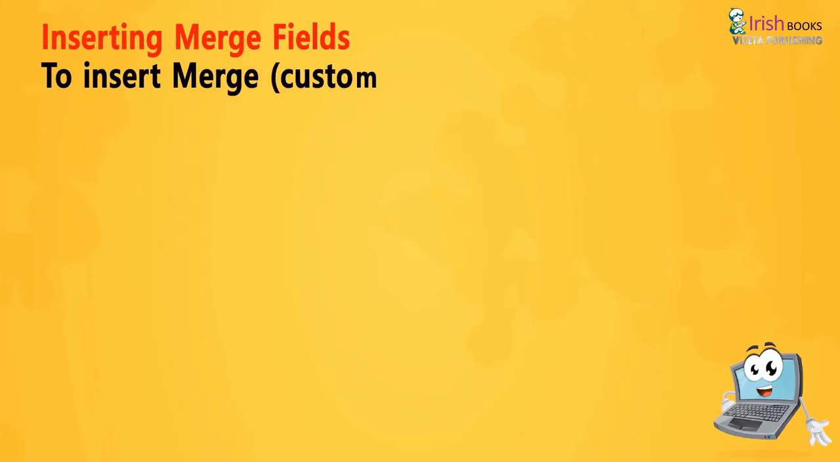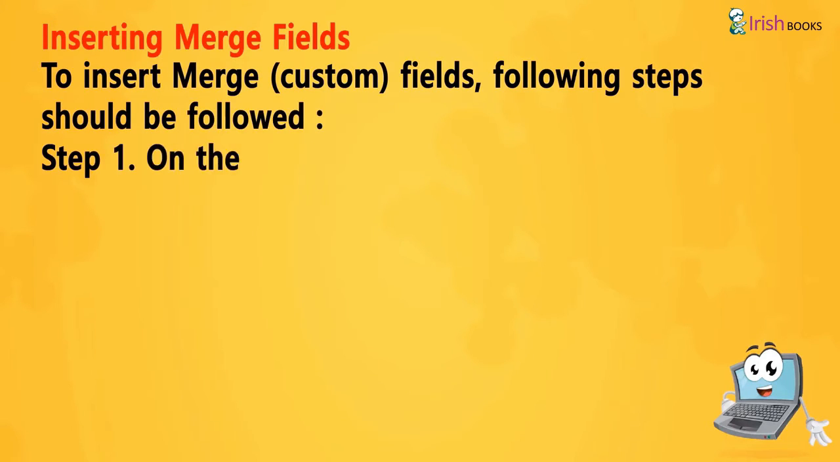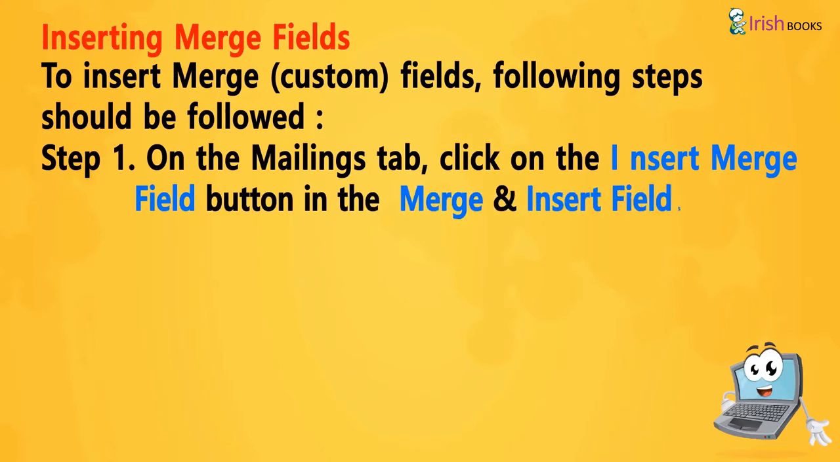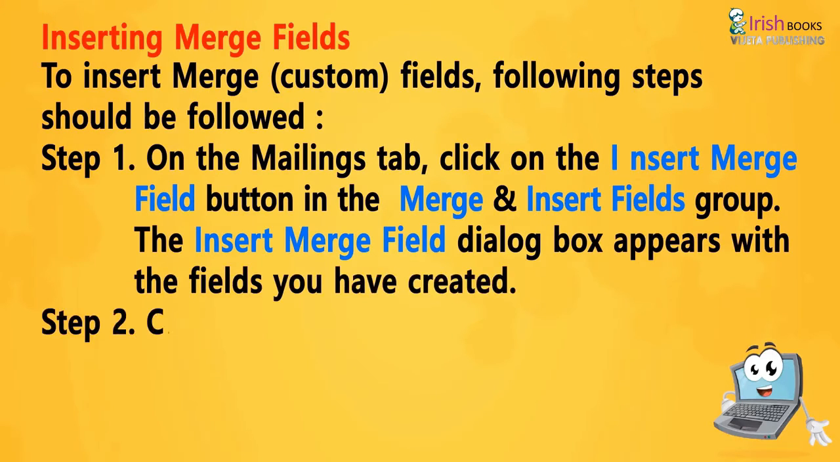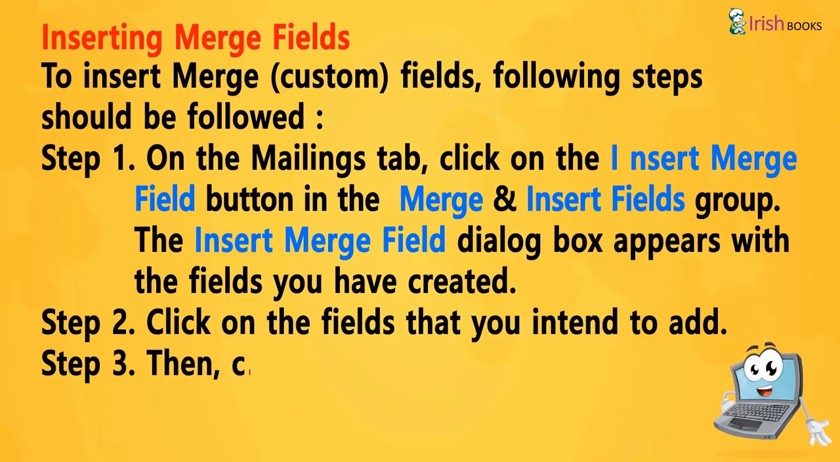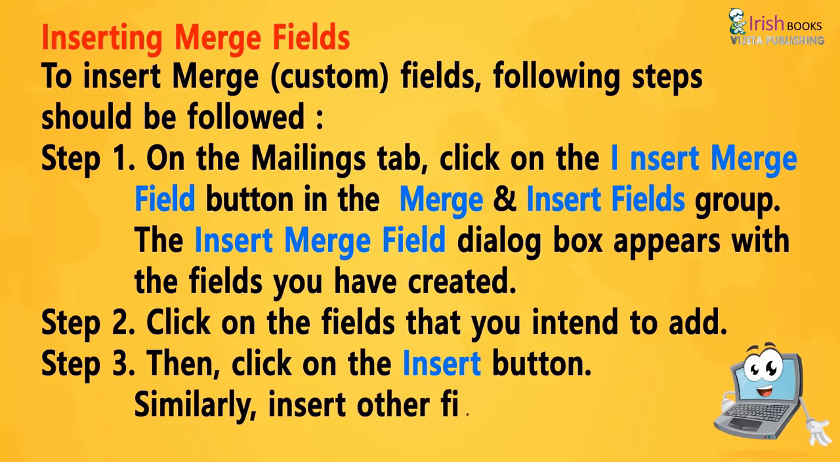Inserting merge fields. To insert custom merge fields, the following steps should be followed. Step 1. On the Mailings tab, click on the Insert Merge Field button in the Write and Insert Fields group. The Insert Merge Field dialog box appears with the fields you have created. Step 2. Click on the fields that you intend to add. Step 3. Then click on the Insert button. Similarly, insert other fields into the document.